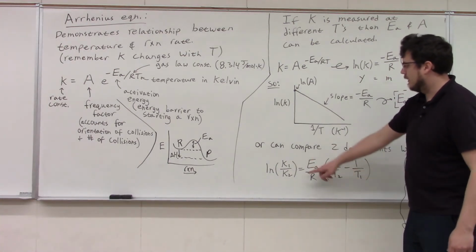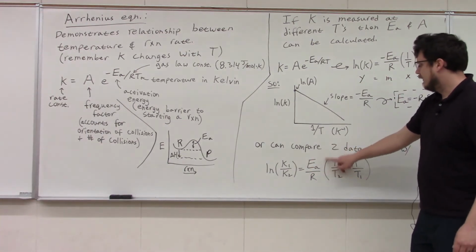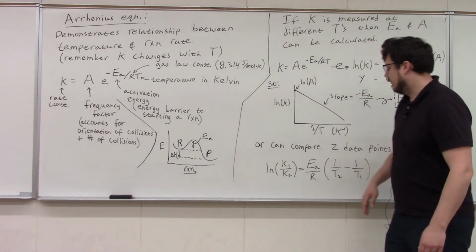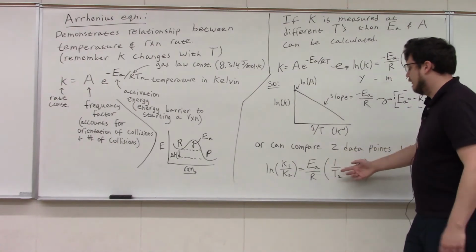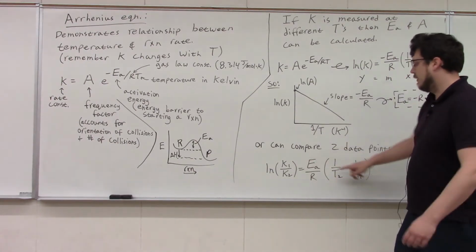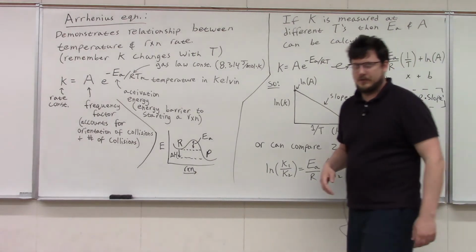Ln of k1 divided by k2 equals Ea over R times 1 over T2 minus 1 over T1. You can use this, you can solve for, if you know k at one temperature, you can figure out k at the other if you know Ea. Or if you know two k's, two temperatures, you can figure out Ea. You guys know the drill.